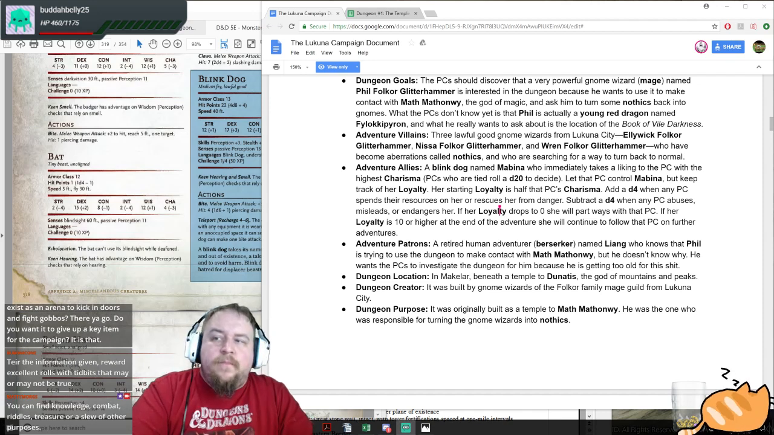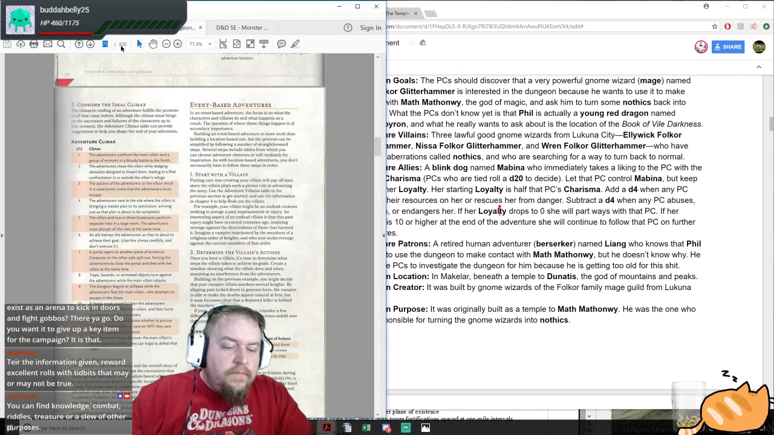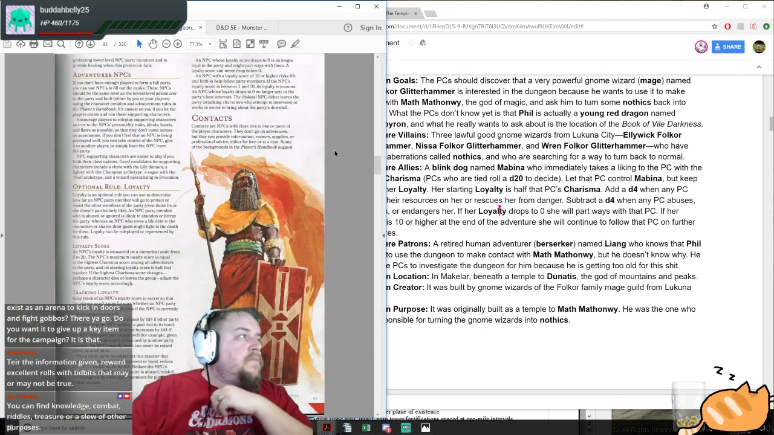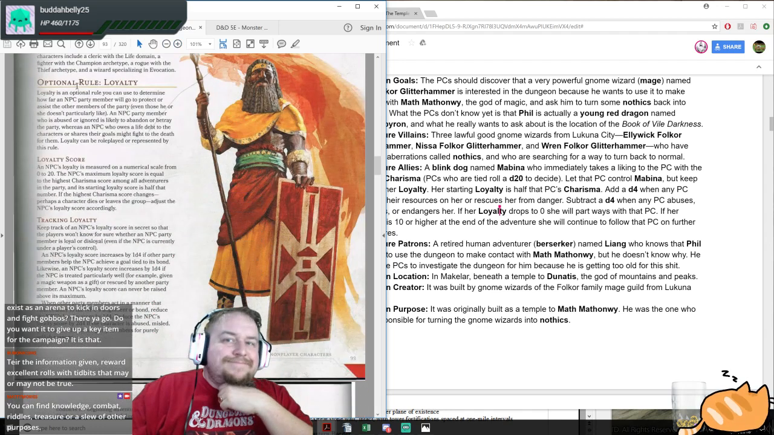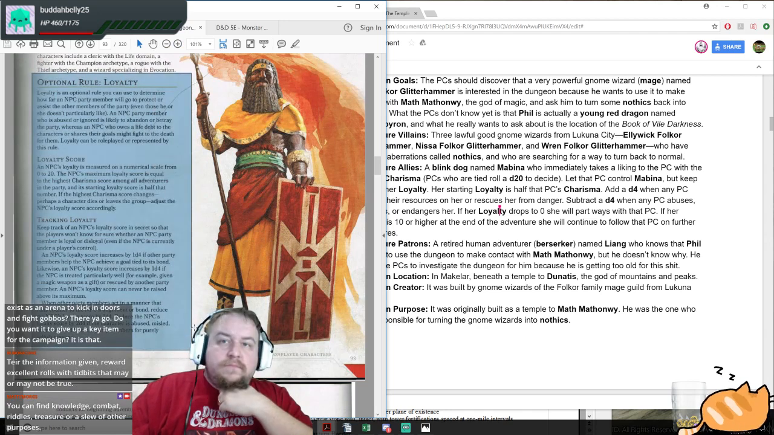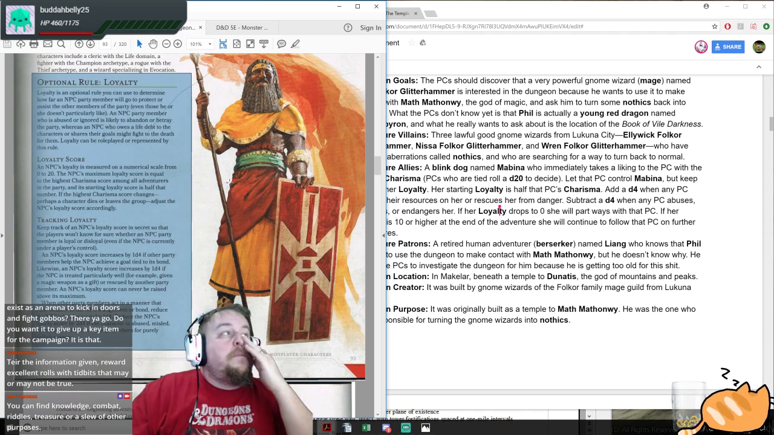Okay. So what I did here is on page 93 of the Dungeon Master's Guide. Okay, I'm going to it right now. Really good optional rule if you do take my advice and let your players run NPC allies. It is called loyalty. I highlighted it.